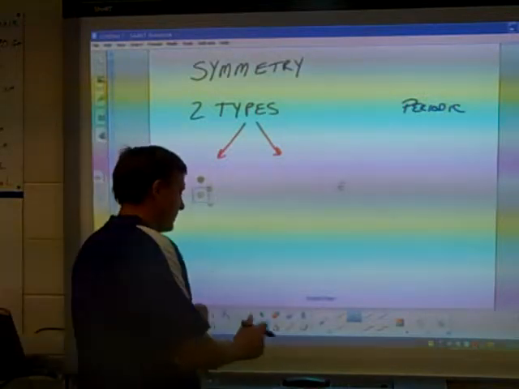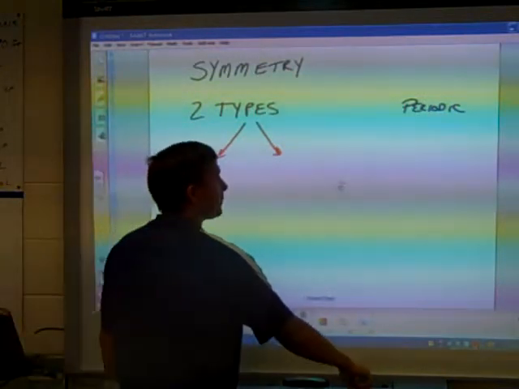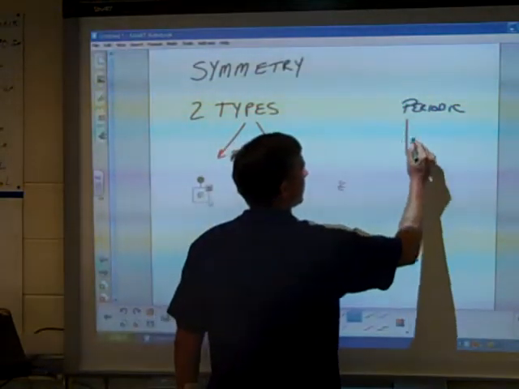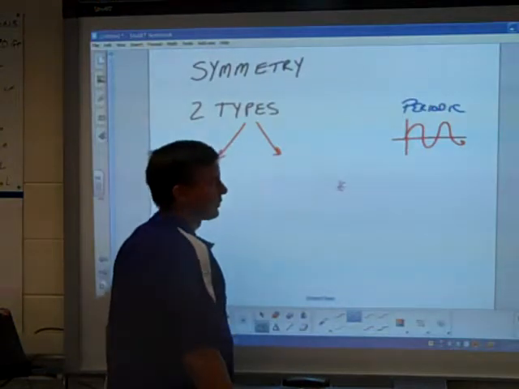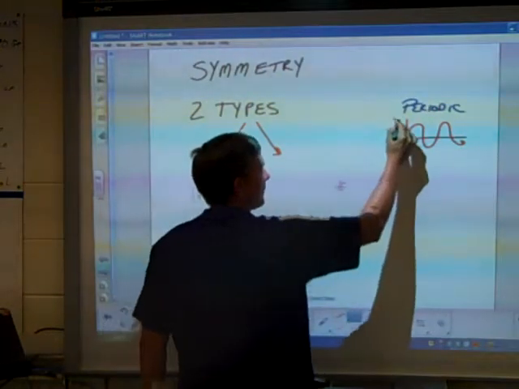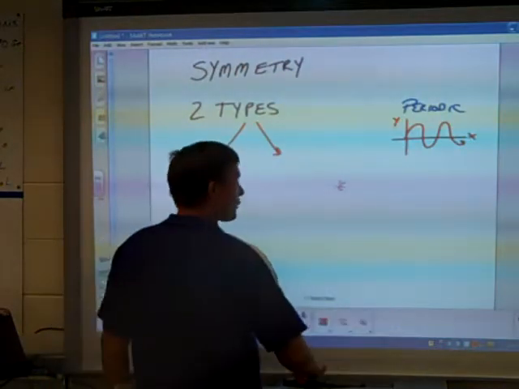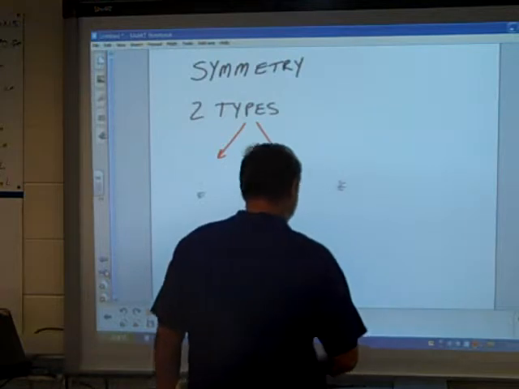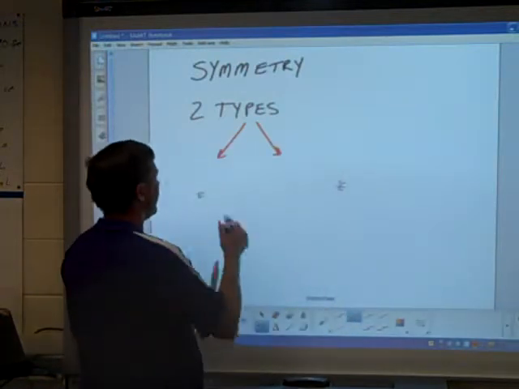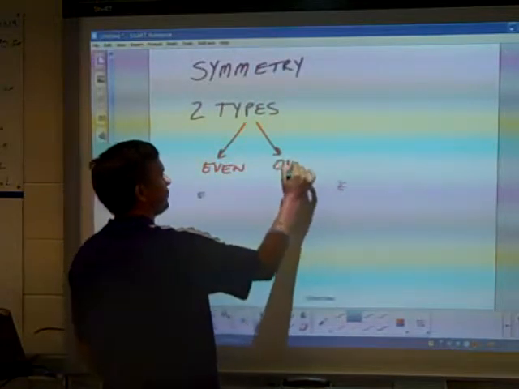Finally, there's symmetry. And there are two types. We're not going to talk about periodic today, and I thought I'd throw that up right away. We're not going to talk about sinusoid yet, all right? There's a graph of the sine curve, right, of some amplitude and period. A periodic function repeats every so often. We're not going to talk about that yet. What we're going to talk about today is even functions and odd functions.